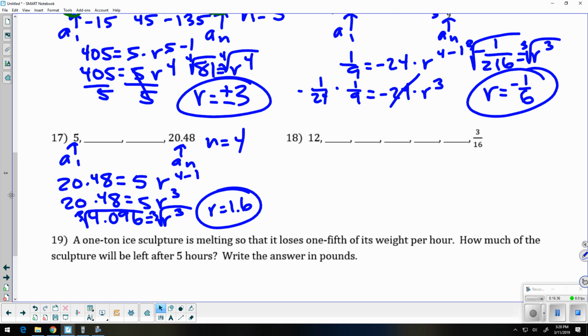So now just keep multiplying by 1.6. After 5, 5 times 1.6 should be 8. 8 times 1.6 should be 12.8. And just to double check, if you do 12.8 times 1.6, it should be 20.48.